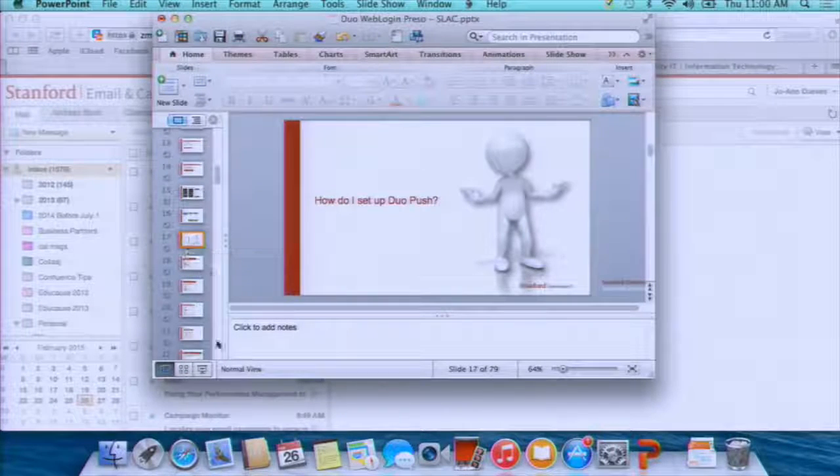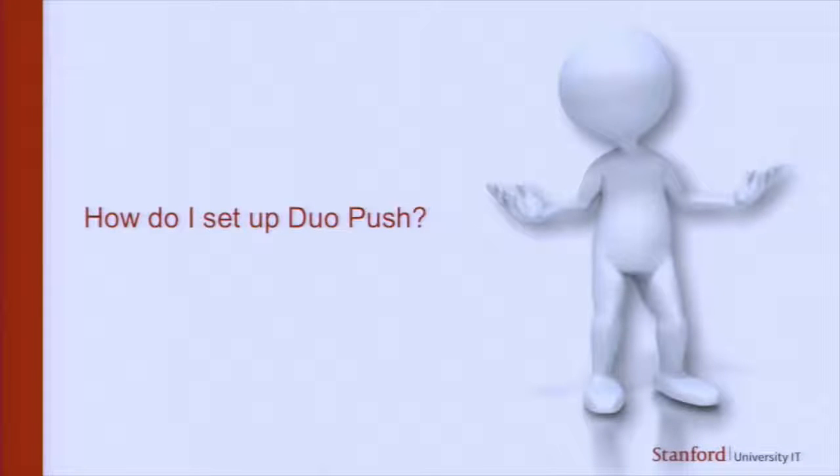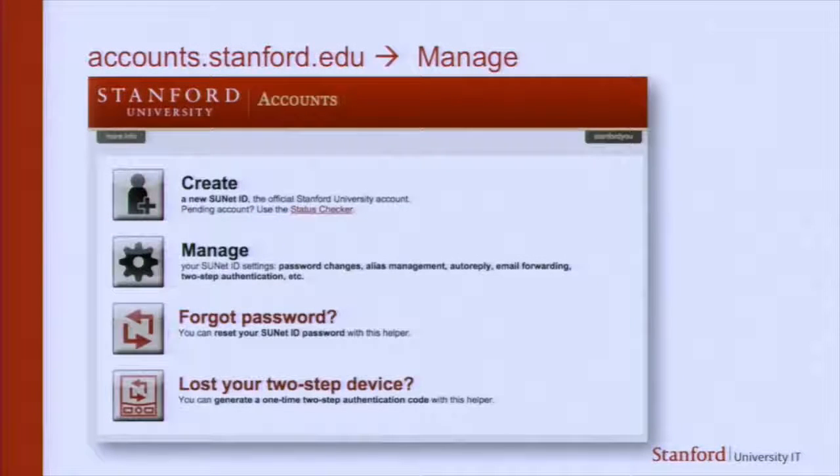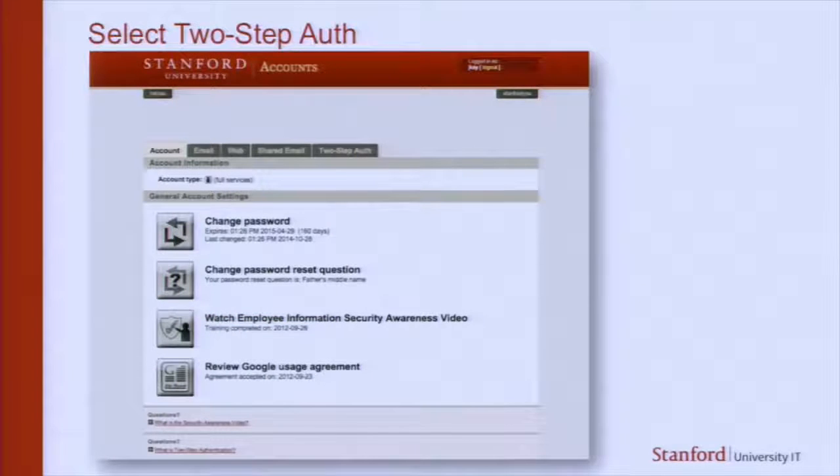Okay, so how do I set it up? Basically it looks like this. You start off at accounts.stanford.edu and you click on the Manage button. After you click on the Manage button, you get this screen, and then you click on the two-step auth tab. This is where you're required a two-step authentication to get to that. And so that's where the callback would come in handy for the other phone.